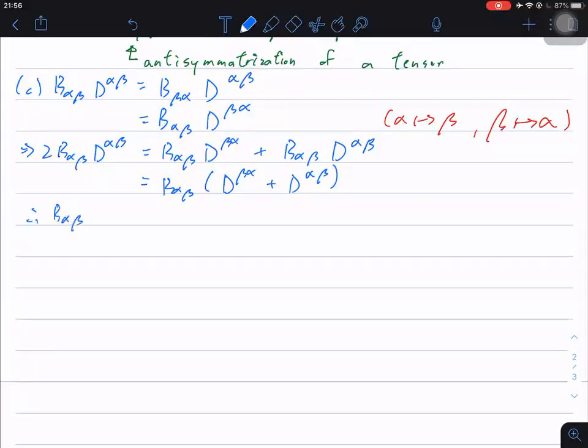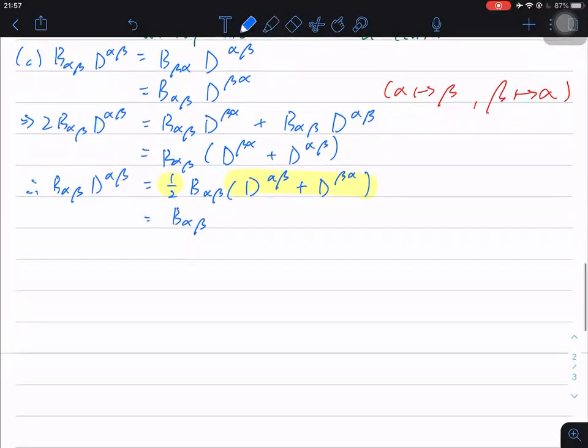So therefore, you divide both sides by 2. And then you finish the proof. Again, for this term, B alpha beta plus B beta alpha over 2, you can write it as B with a parenthesis, a round bracket, around the indices alpha beta.